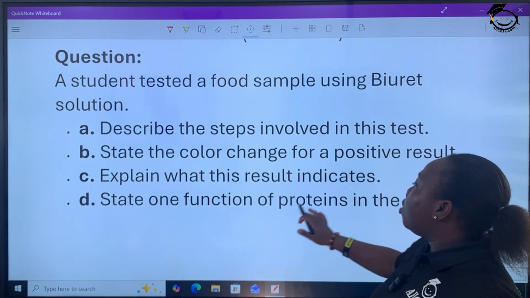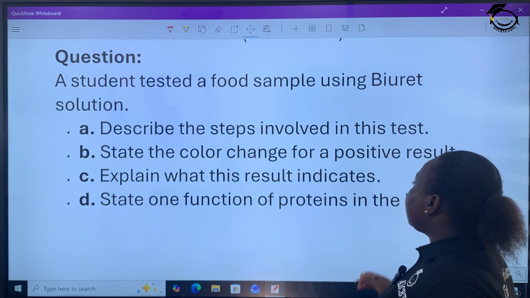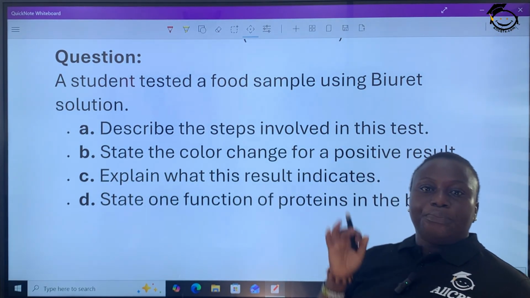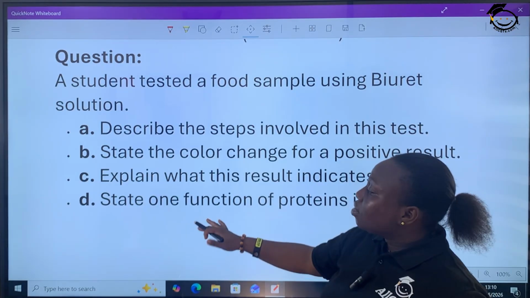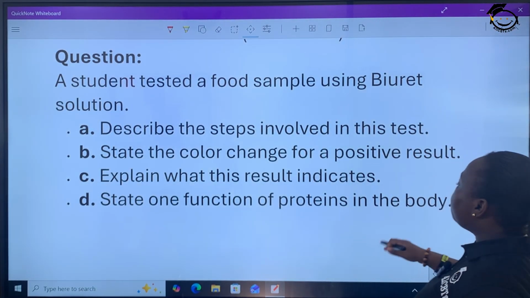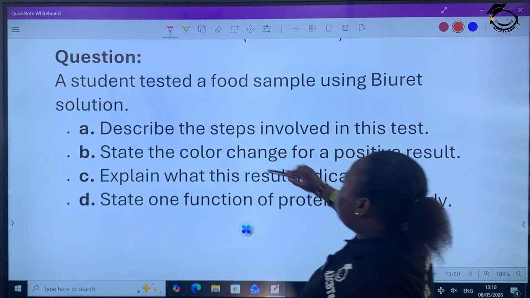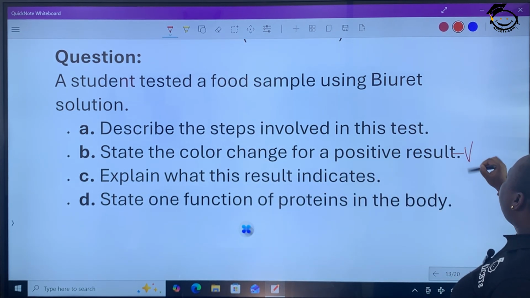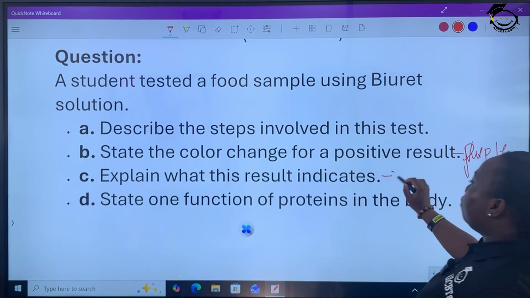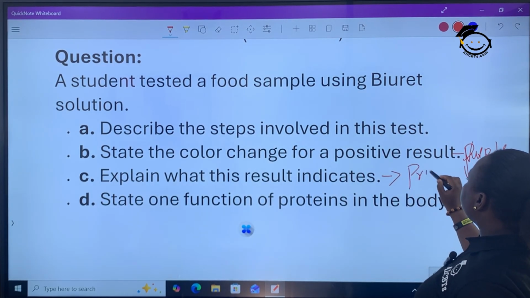C. Explain what this result indicates. It indicates presence of proteins. D. State one function of proteins in the body. So for color, we have purple. For results, we have proteins.